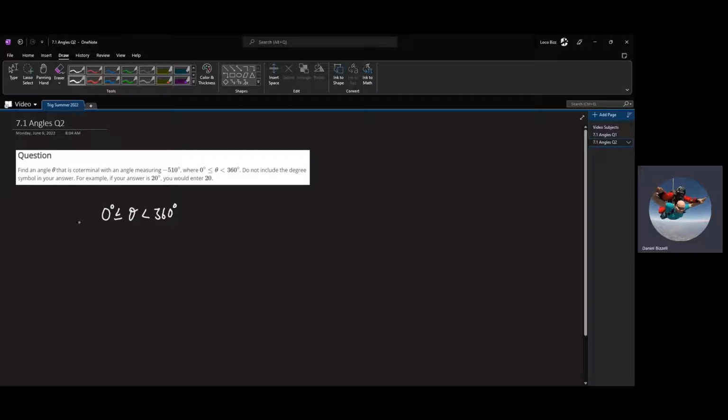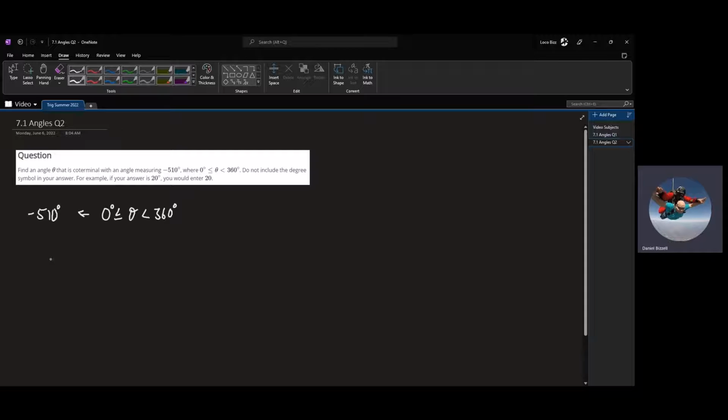And then think about where the angle they gave us is relative to this. So the angle negative 510 degrees is somewhere off that way. It is less than 0 degrees, so it's somewhere over here. Negative 510 degrees. Okay, but we want an angle that is coterminal to negative 510 degrees that is between 0 and 360 degrees.